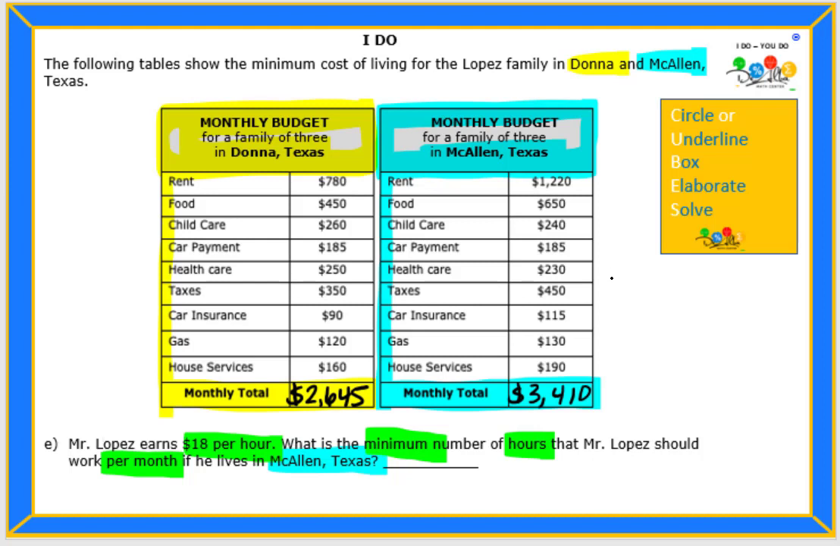So we know that he's going to be getting paid $18 per hour. So that is going to be how he will get his income, the money coming in. So however many hours he works is going to get multiplied by 18, and that's going to be his paycheck. We need that paycheck to be greater than or equal to $3,410 so that he can meet his monthly budget. So now we can figure out what that number of hours would be by solving this inequality.